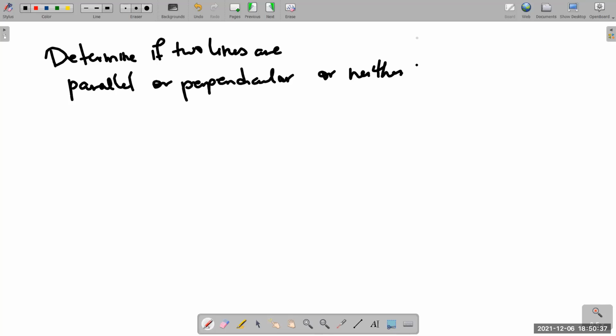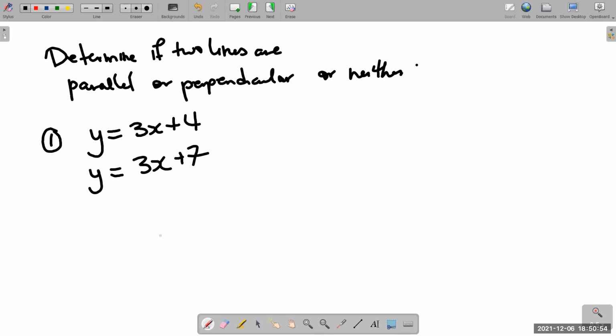Okay? So we're going to look at question 1. Let's start easy. Y is equal to 3x plus 4. Y is equal to 3x plus 7. So how do you determine this? We must identify the two gradients. The first thing you must say is M1. What is M1 here? Remember, M is always the number right in front of the X, and we don't have anything in front of the Y, so we can take it directly because it looks like our equation.